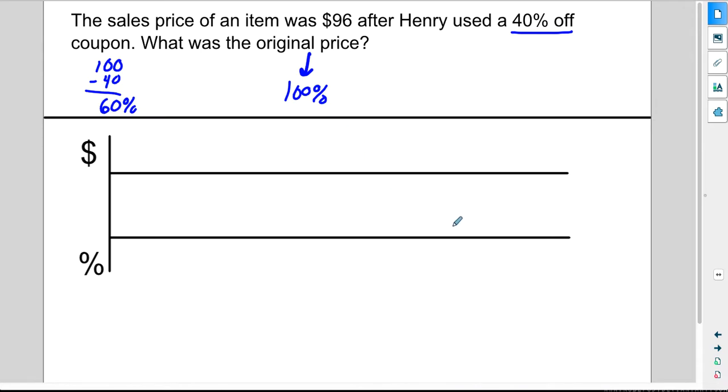So here, we're actually looking for 100% because we don't know what that is. That's our original price. I'm going to put a little X here so we know that we're looking for it. I do know that 60% was $96. And remember, again, that's because we took that 40% away from that 100%. So that 60% is $96.